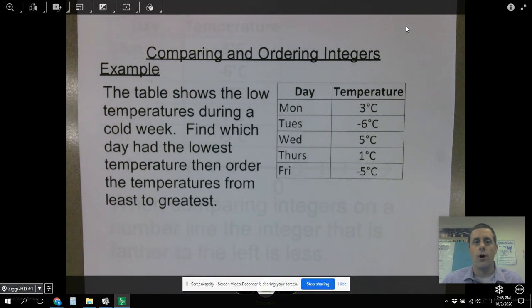Hey everyone, I hope you are ready for round 2 in the world of integers. Today we are going to use an integer's position on a number line to determine its overall value. We're going to start with an example.